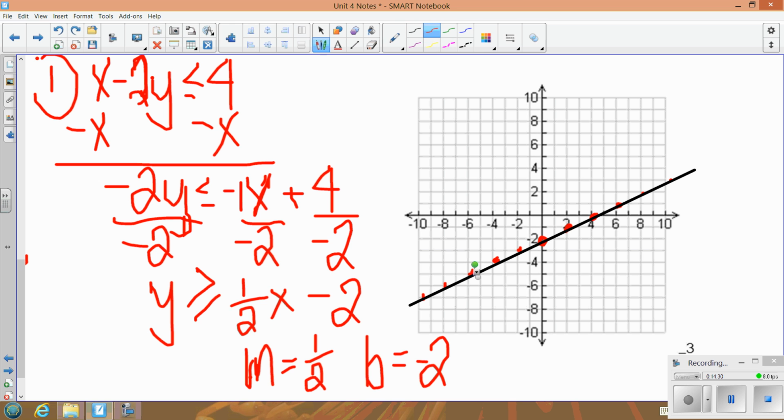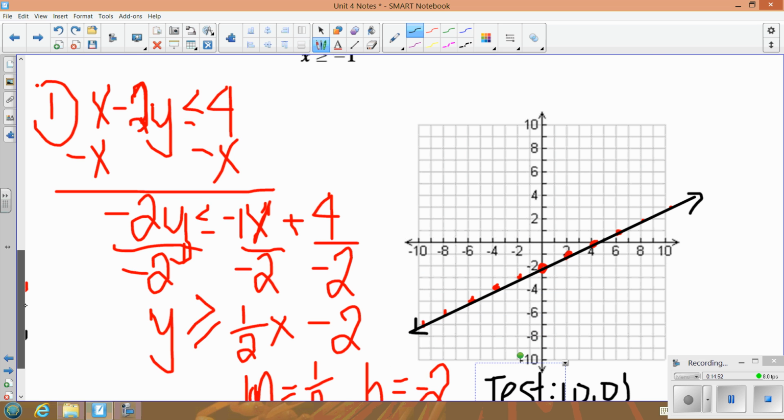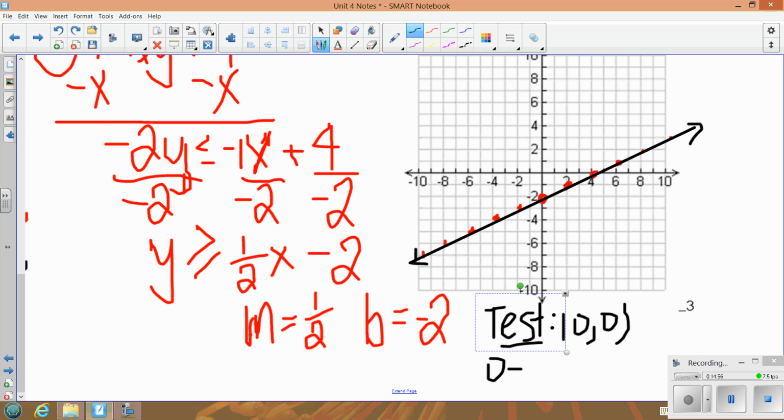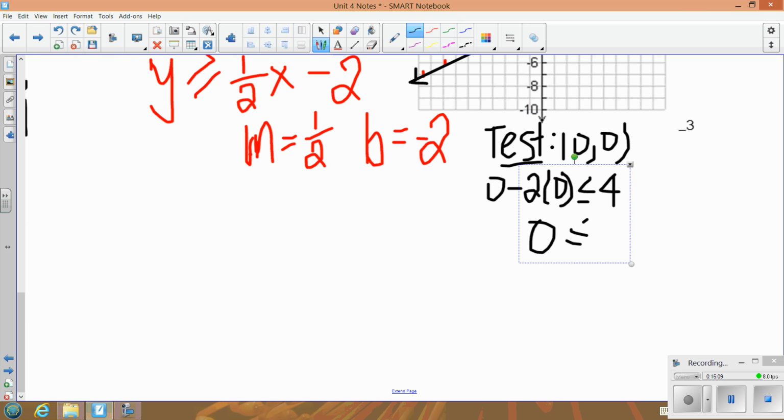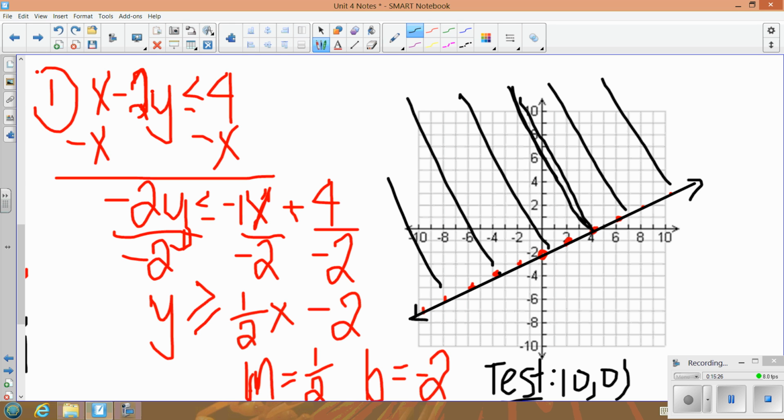And then we have to decide on our shading. So this one, if you want, test a point. So if I test 0, 0, let's see if it works. If I plug it into either version, the original or the simplified, I'm going to just plug it into the original, so 2 times 0 is less than or equal to 4. So we get 0 here, it's less than or equal to 4, which is true. So that means I'm going to shade over 0, 0. And it does make sense because our answer is y is the bigger thing. So that means we're shading up.